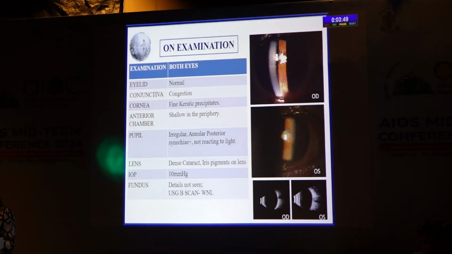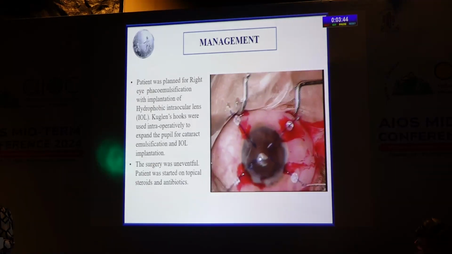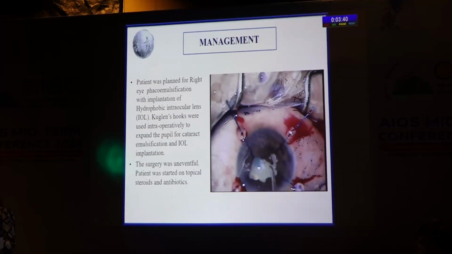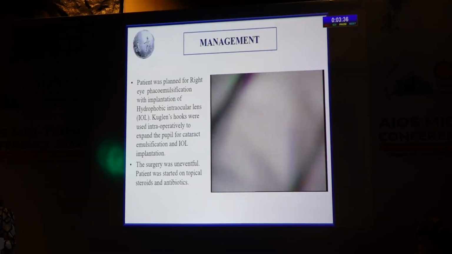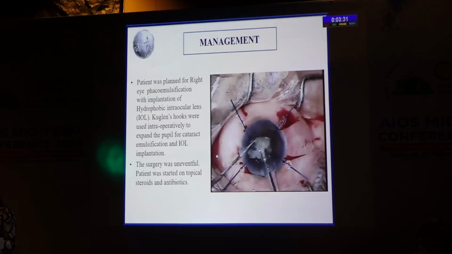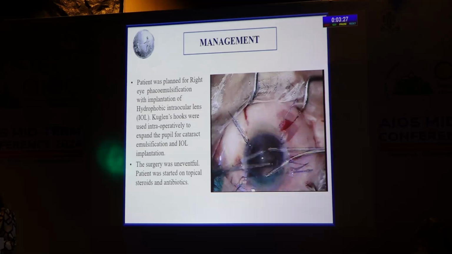USG-B scan was within normal limits. The patient was planned for right eye phacoemulsification. The synechial adhesions were released through the side ports and pupillary dilatation was achieved through iris hooks. Then the cataract was emulsified and hydrophobic intraocular lens was implanted. The surgery was uneventful and patient was started on topical steroids and antibiotic.